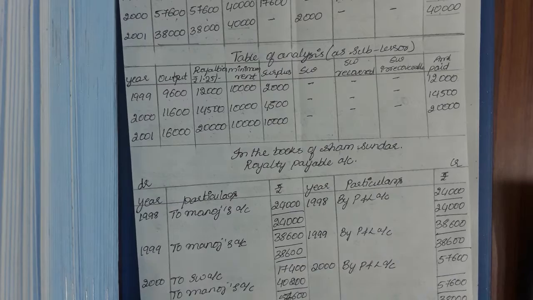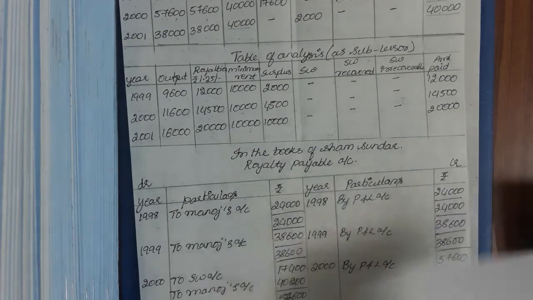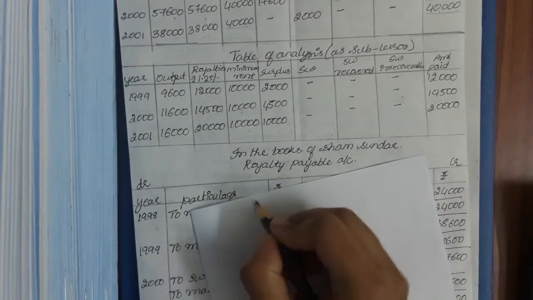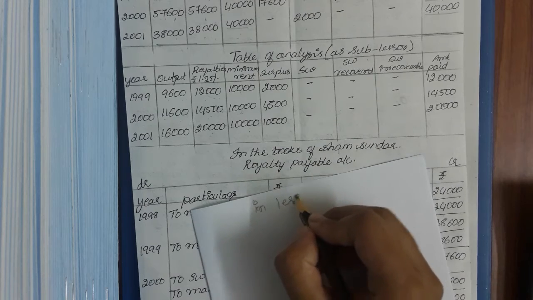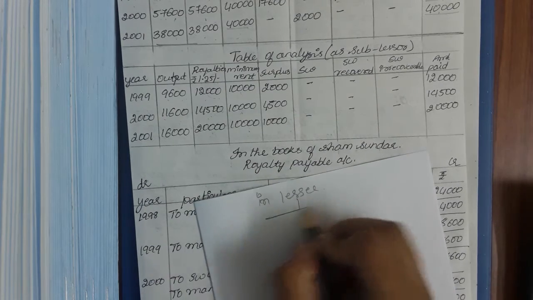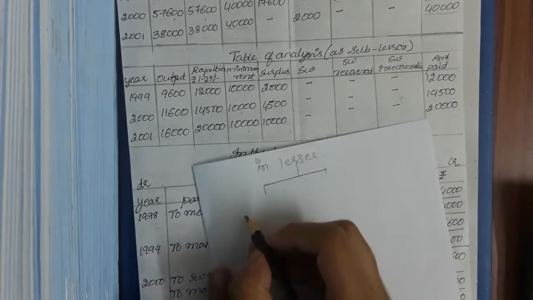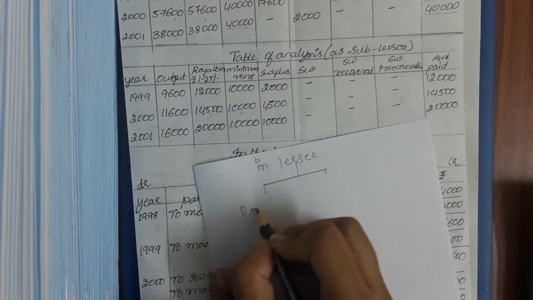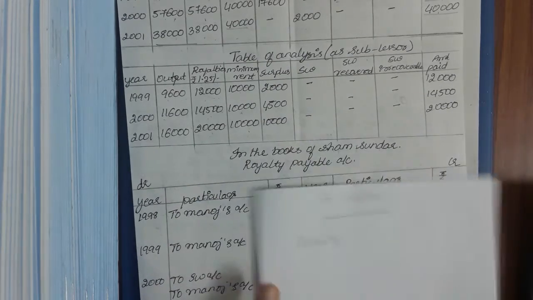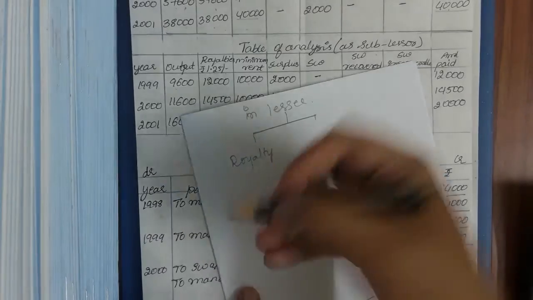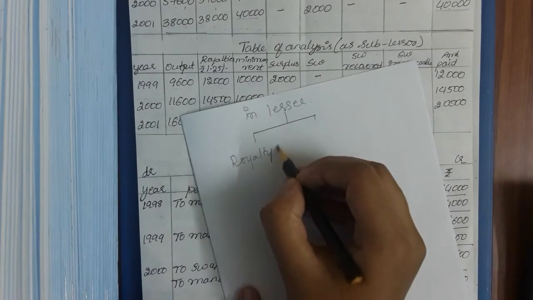So what are the ledger accounts? When it comes to the books of the lessee, what are the accounts we need to prepare without minimum rent? What are the ledger accounts we need to prepare? One is royalty account, that is royalty account payable. We will be paying to the lessor, so royalty payable will be taken.